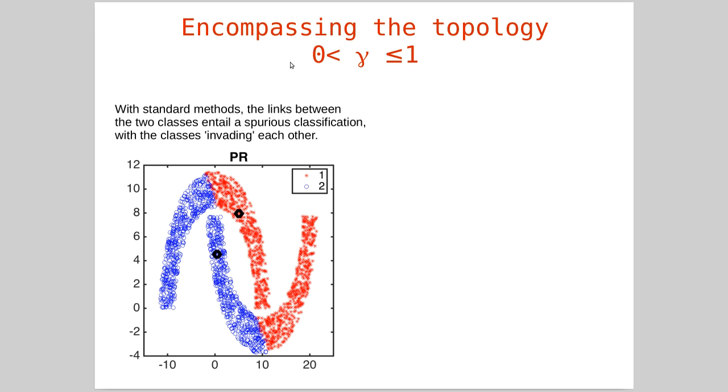Just to recap, the picture we saw before is a configuration in which these crescent shape data are misclassified. They are misclassified because you have links connecting the two classes here and here. And so you have this invasion of the red here and blue here.